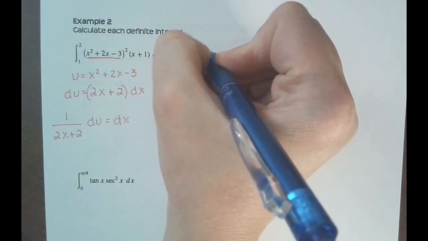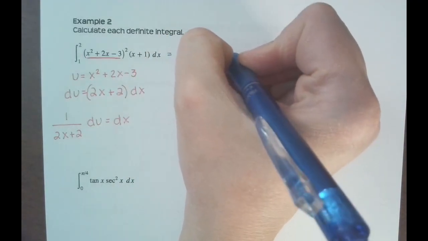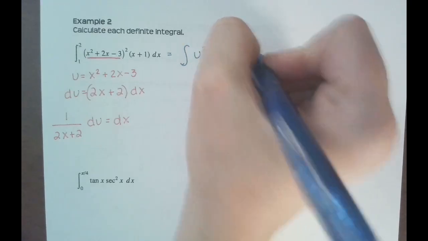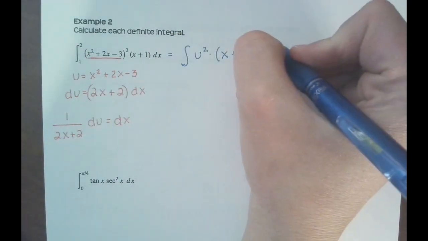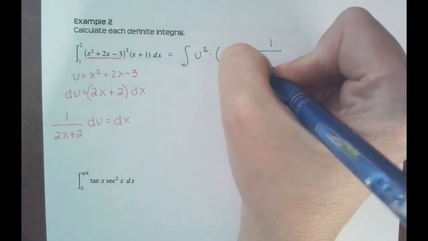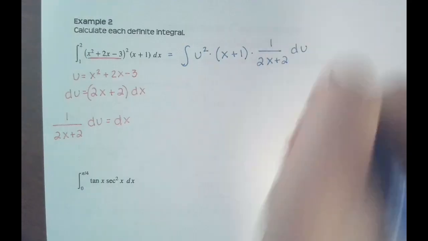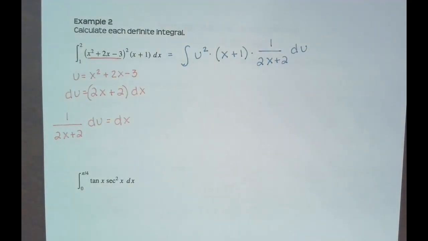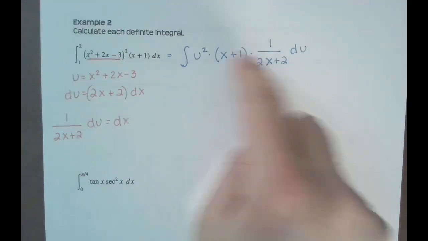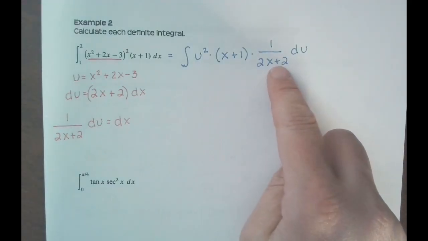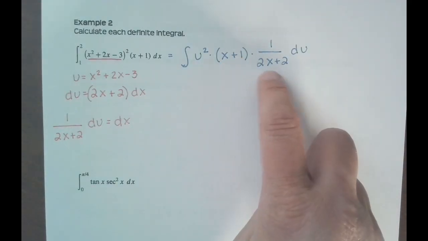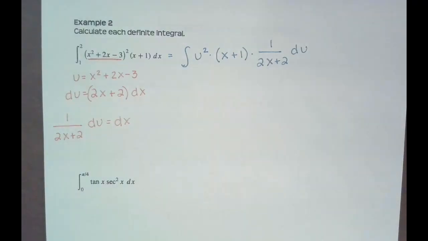So this is a u squared times an x plus 1 times, in place of dx, I'm going to put 1 over 2x plus 2 du. Now, the purpose of U-substitution is to get those x's to disappear. And this is a little bit tricky for figuring out how those x's disappear because they're not quite ready to cancel out because of the addition that's in here, right? I can't just cancel this x with this x because this is really an x plus 1. So you have to think outside the box a little bit here.